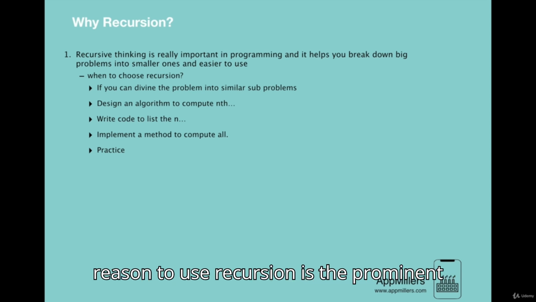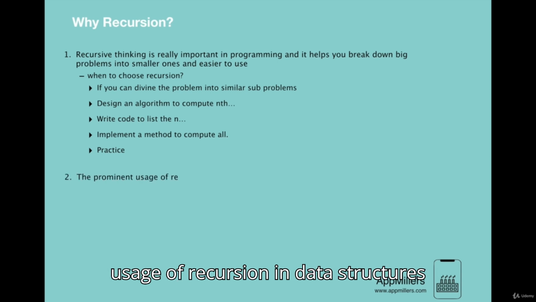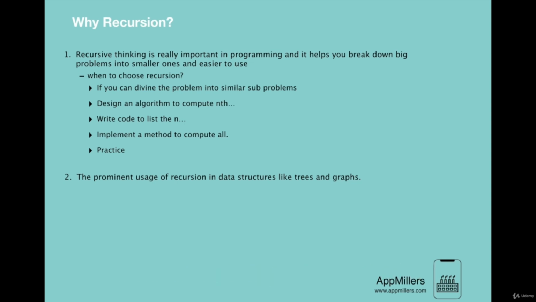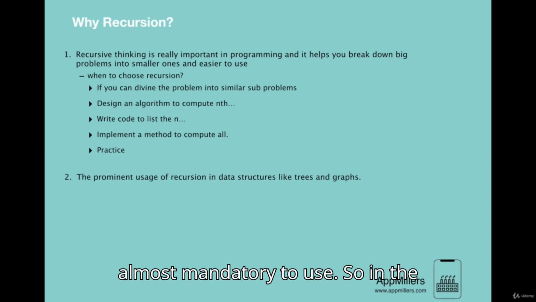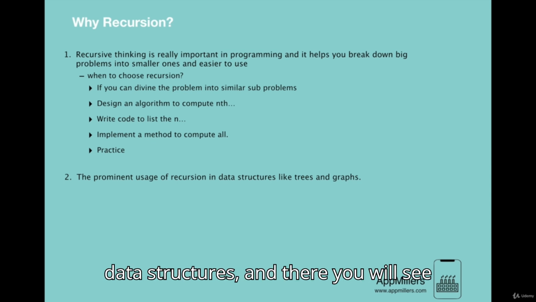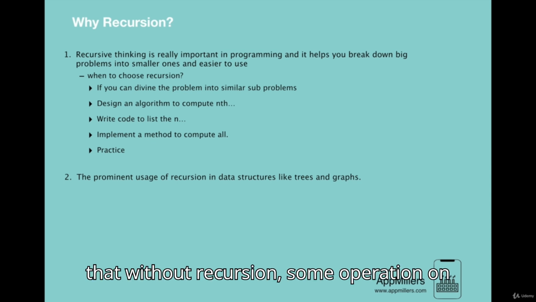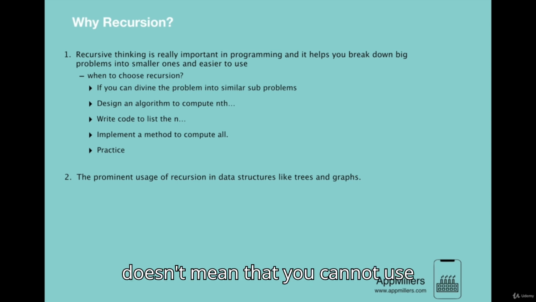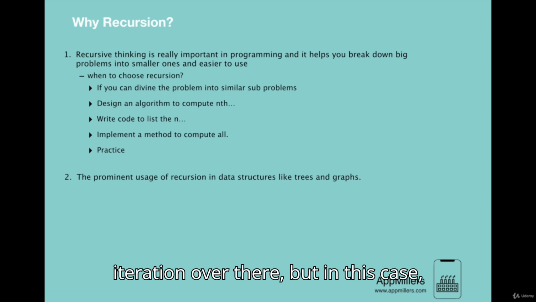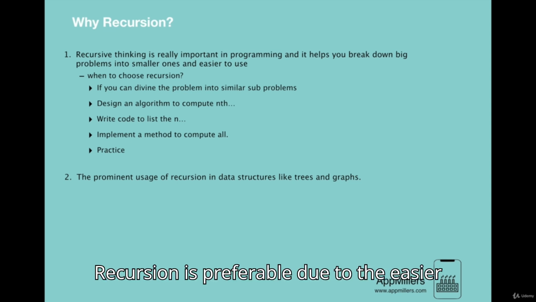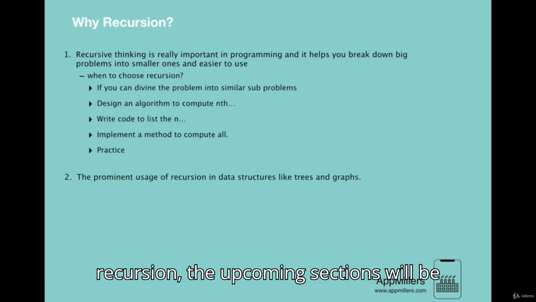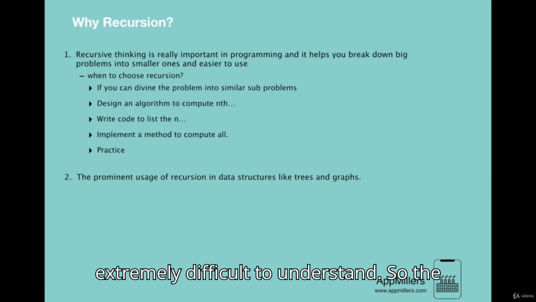The second reason to use recursion is the prominent usage of recursion in data structures like trees and graphs. When we are dealing with trees, recursion becomes almost mandatory to use. In the upcoming sections, we will explain tree data structures, and there you will see that without recursion, some operations on trees become almost impossible. But it doesn't mean that you cannot use iteration there; in this case, recursion is preferable due to the easier nature of writing the code. So without learning recursion, the upcoming sections will be extremely difficult to understand.